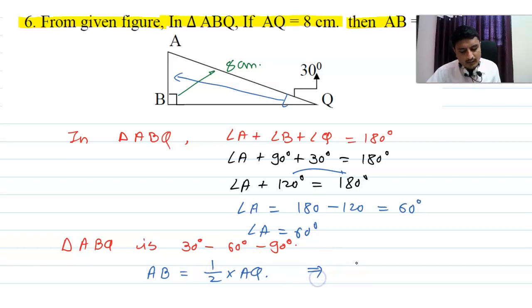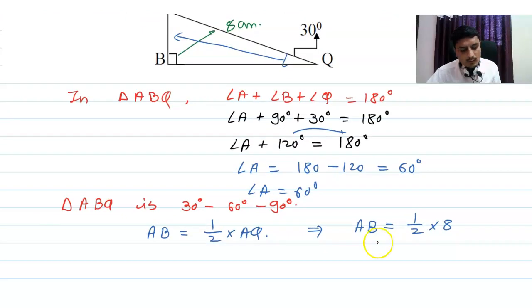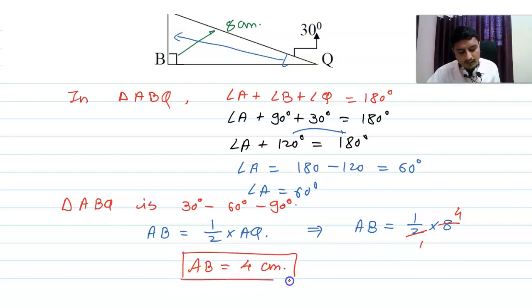Try to replace by their values. We are evaluating the value of AB, which equals half of the hypotenuse AQ, whose value is given as 8 centimeters. Now we well know 2 ones are 2, 2 fours are 8. So the length of AB is 4 centimeters. So AB is 4 centimeters.